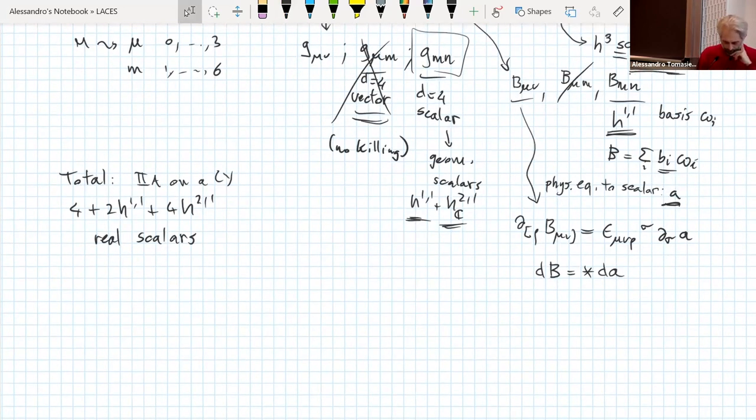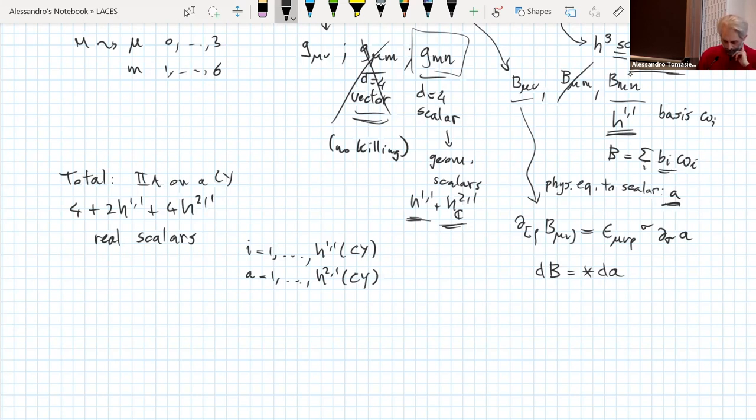So first of all, let's introduce an index I. I realize that the index I is doing a lot of work here. I also used it as a holomorphic index on a Calabi-Yau. Now this is another I, which runs from one to H11 of the Calabi-Yau, so it's a number of parameters. And let me also introduce an index that goes from one to the number of two one forms on the Calabi-Yau.